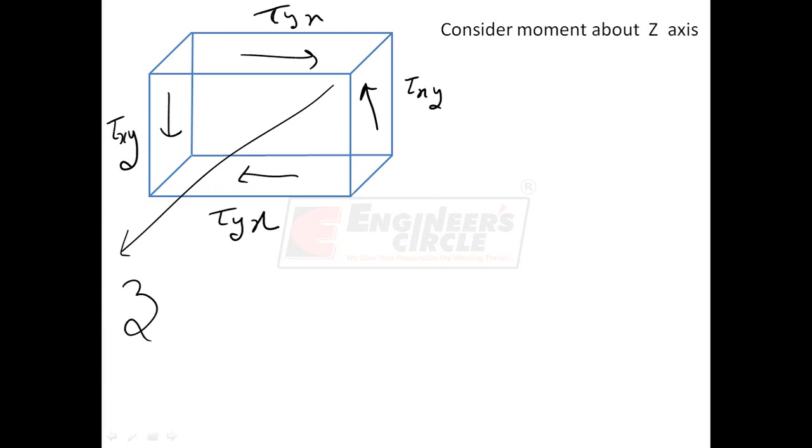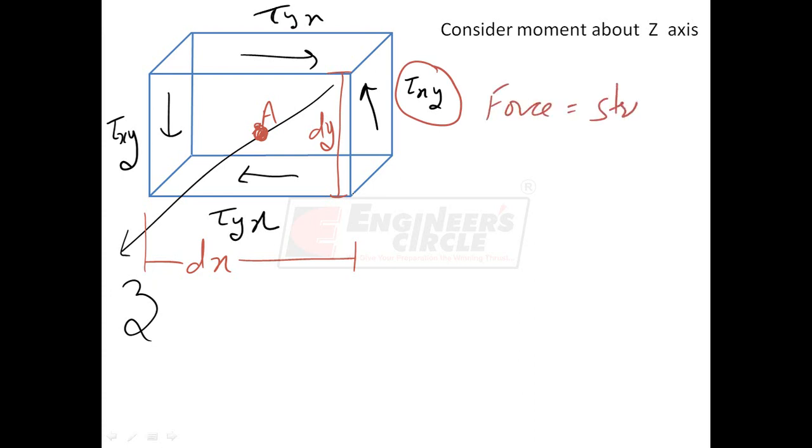Now, let us take moment about z axis. Let this length be dx and this length be dy. We want to take moment at point A about z axis. Recall that the moment of a force is the force into perpendicular distance. Remember that this is a stress, so we have to convert this into force. So, force is equal to stress into area. For example, tau xy is the stress and the area on which it is acting is dz into dy.